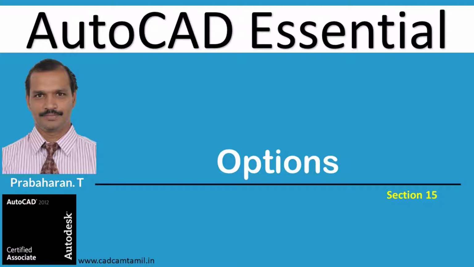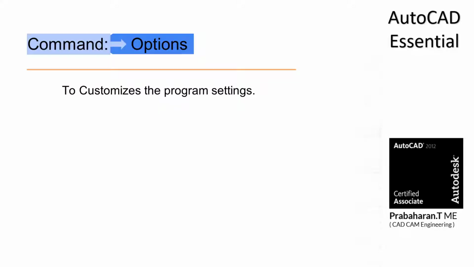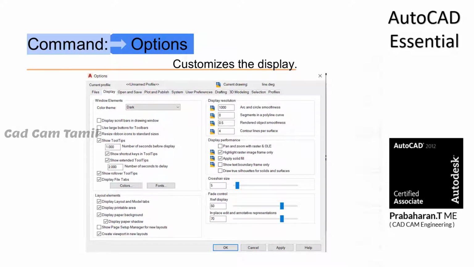This is our session number 15. Today we are going to discuss the options command. The options command is going to customize our AutoCAD settings, displays, basic features, appearance and many things we are going to discuss today. Once you give the options command, you will get the options dialog box.